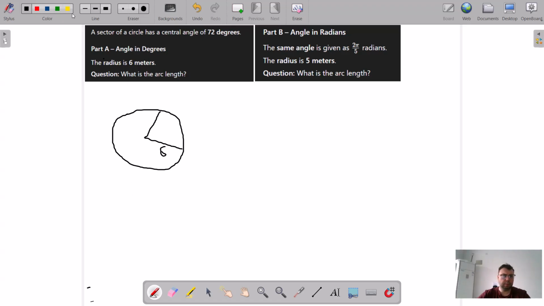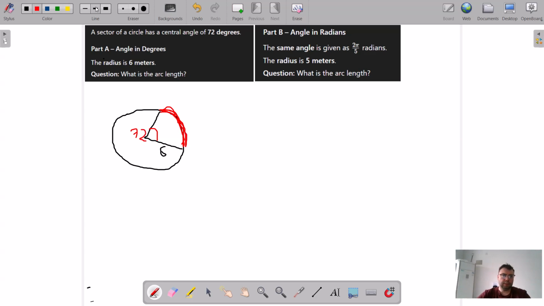Okay, so I'll mark it with a different color. So this is our arc. Arc is just a part of the circumference, and the length depends on an angle, right? This angle here is equal to 72 degrees.